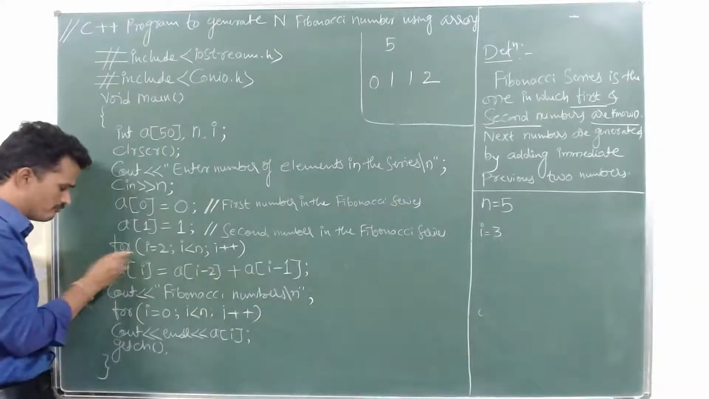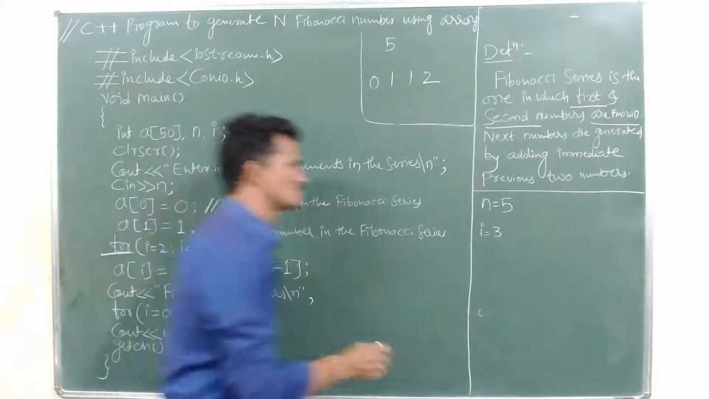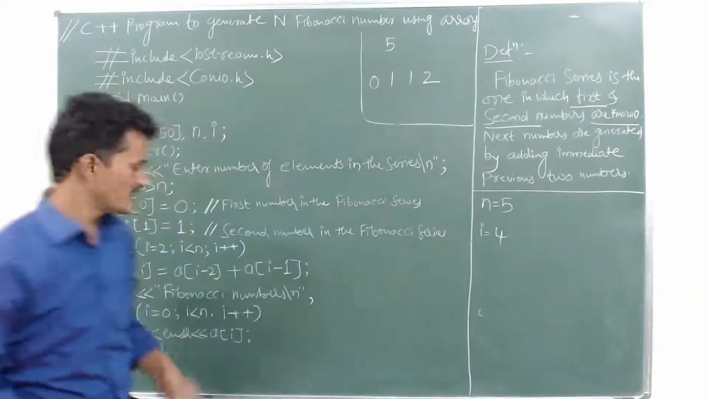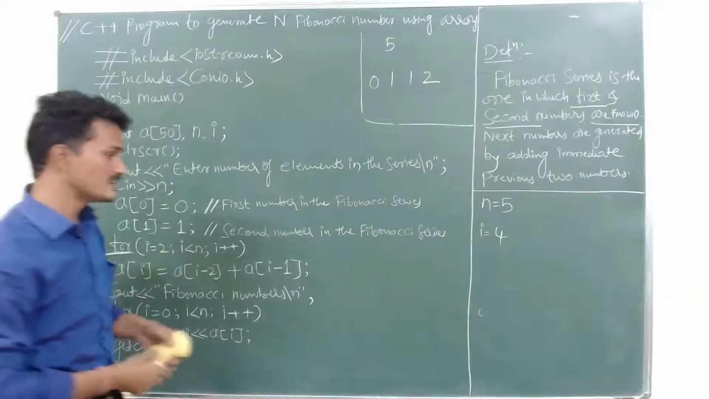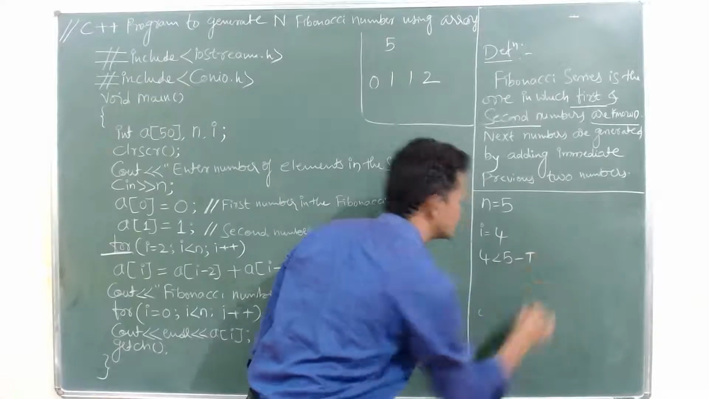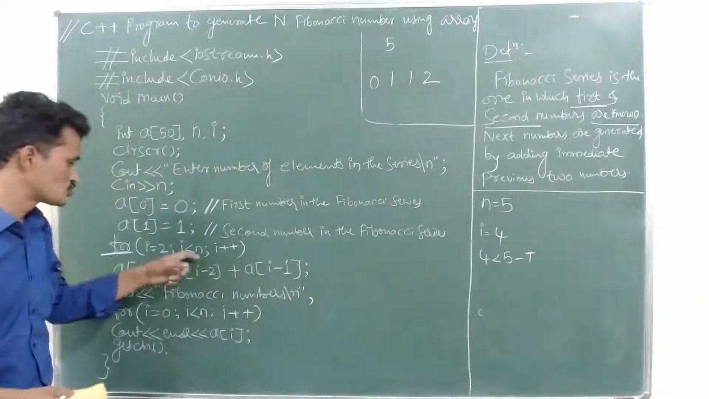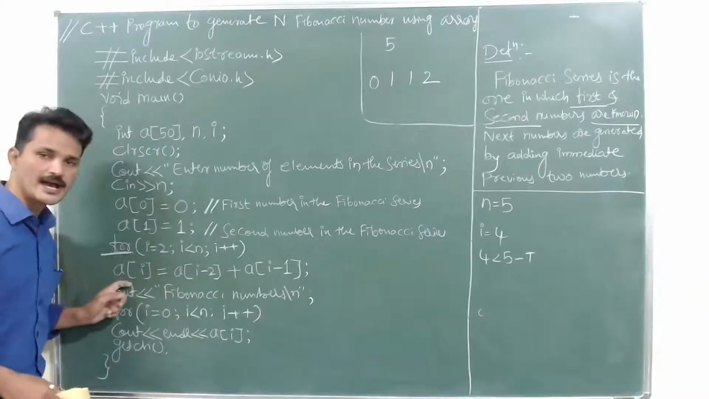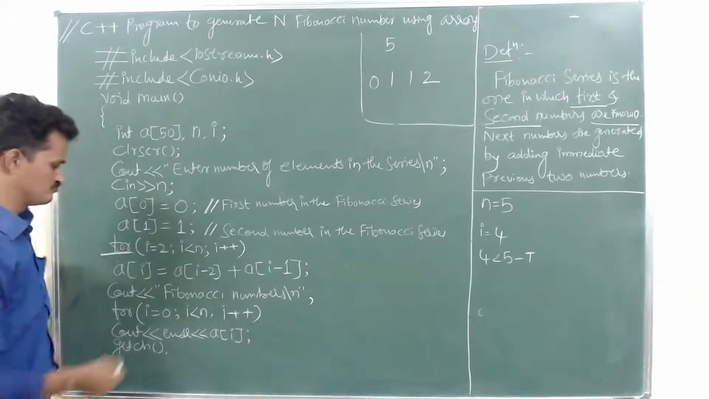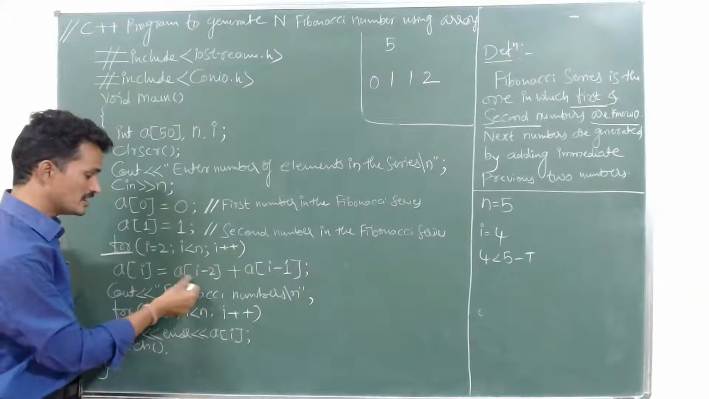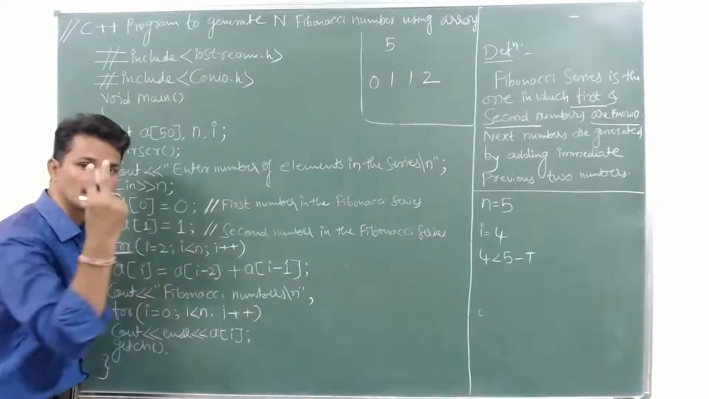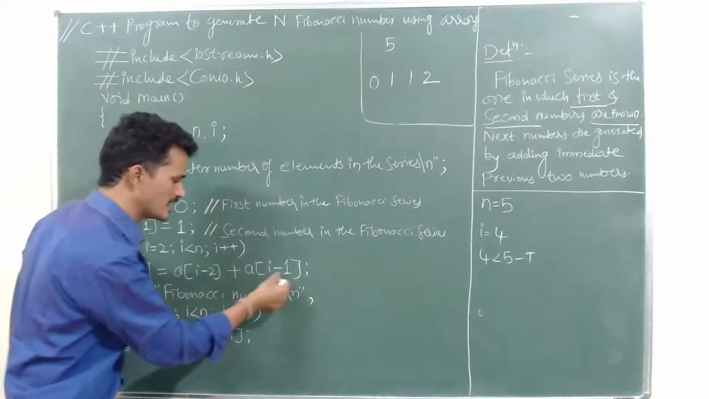Again it goes to the for loop and I gets increased by plus 1. I becomes 4 this time. So I have to check the condition. 4 is less than n. N is 5. 4 is less than 5. Yes, it is true. When this condition is true, again I have to execute this. A of I means A of 4. A of 4 is equal to A of I minus 2, that is 4 minus 2 is 2, plus A of I minus 1.